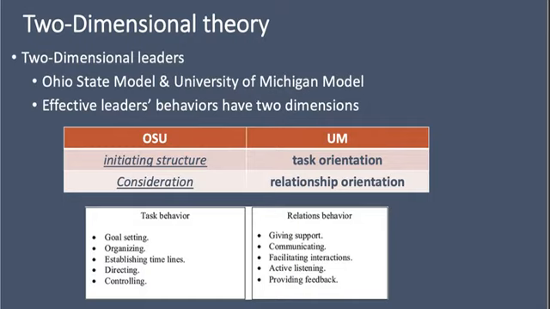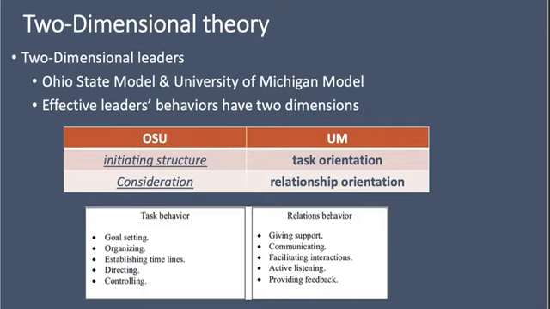The second one is called relationship orientation. Normally we try to give more support to our employees. During the process, we try to communicate with them, understanding their needs. We try to listen to what they want us to do. We try to provide them feedback and help them achieve this goal. So those are task-oriented and relationship-oriented leadership.